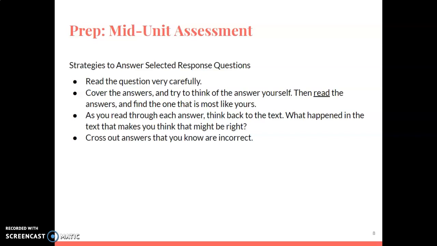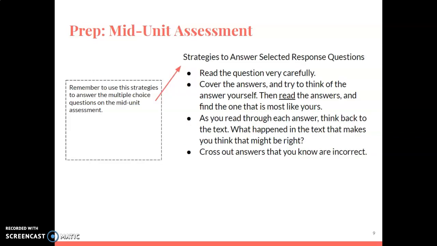Once you finish reading, there are certain strategies that you can use to help you best answer the selected response questions. And keep in mind, selected response is just a multiple choice question. First thing you're going to do is read the question carefully. A trick is to cover the answers and try to think of it yourself. Once you think you know what the answer is, read it and find the one that is most like what you've already thought it was. As you read through each answer, think back to the text. What happened in the text that makes you think this might be right? And cross out the answers that you know are not correct.